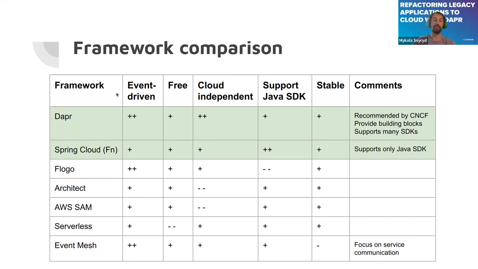And DApR is event-driven, cloud-independent, free, supports Java, stable, etc. And Spring Cloud as well has many advantages and also supports Java, but Spring Cloud Function supports only Java. DApR can be used even with many SDKs. If you have many services and you plan to migrate services written in different languages, then DApR probably is the best case. Yep. And even during the migration, you can use Spring Cloud Function together with DApR. So no conflict, you may use them together to address different questions.